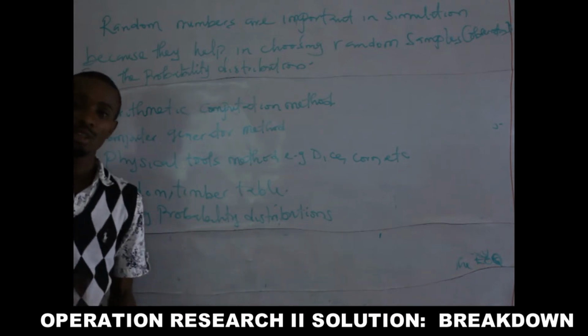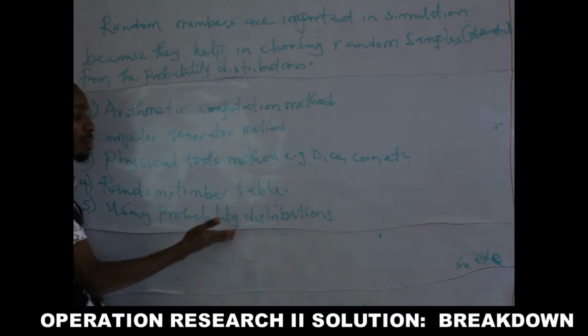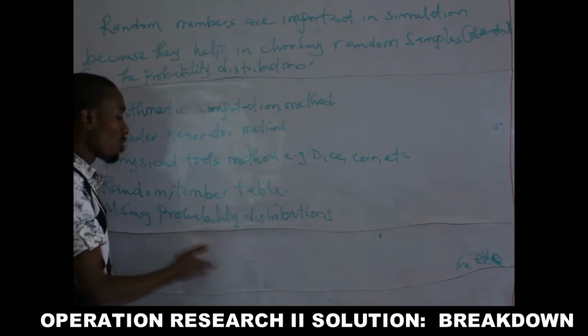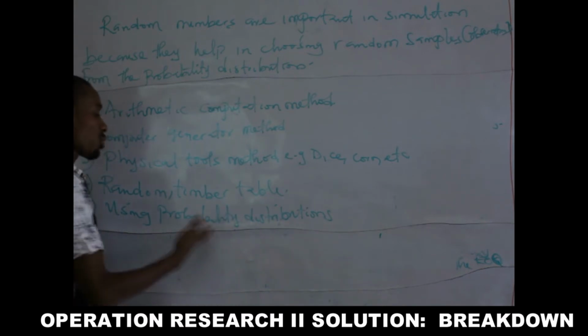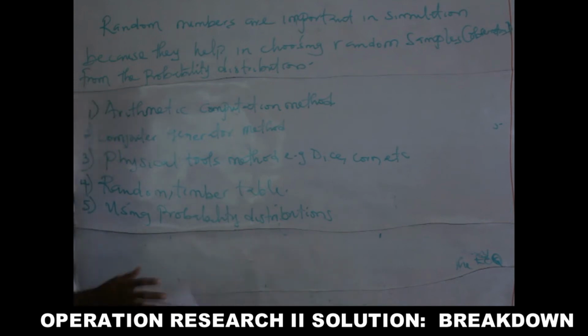Once you are simulating, you are not sure of an aspect. You are only assuming. That's why we use probability distribution. From your cumulative frequency, you are able to get a random number. Then we also have another question.